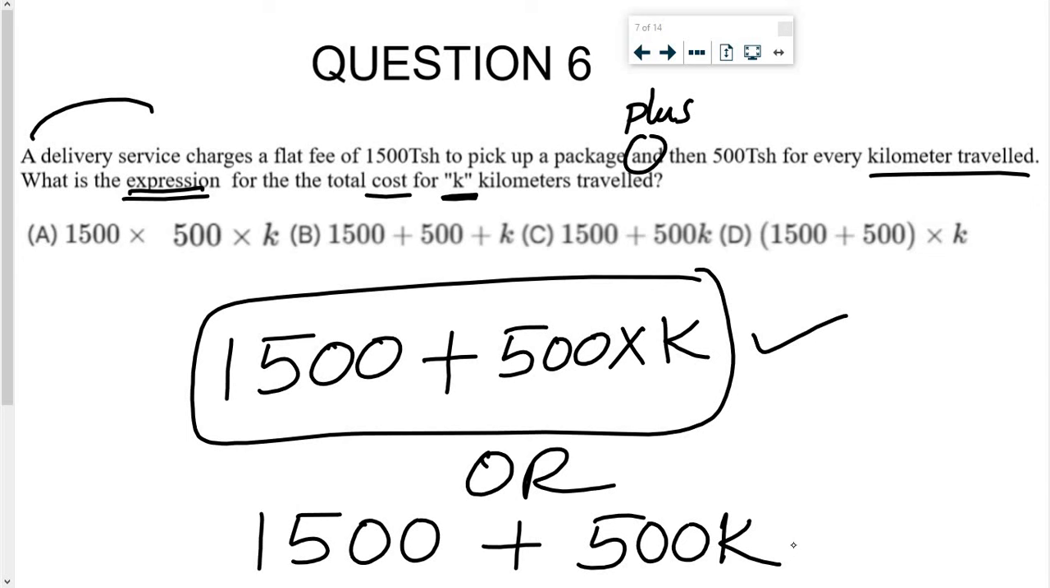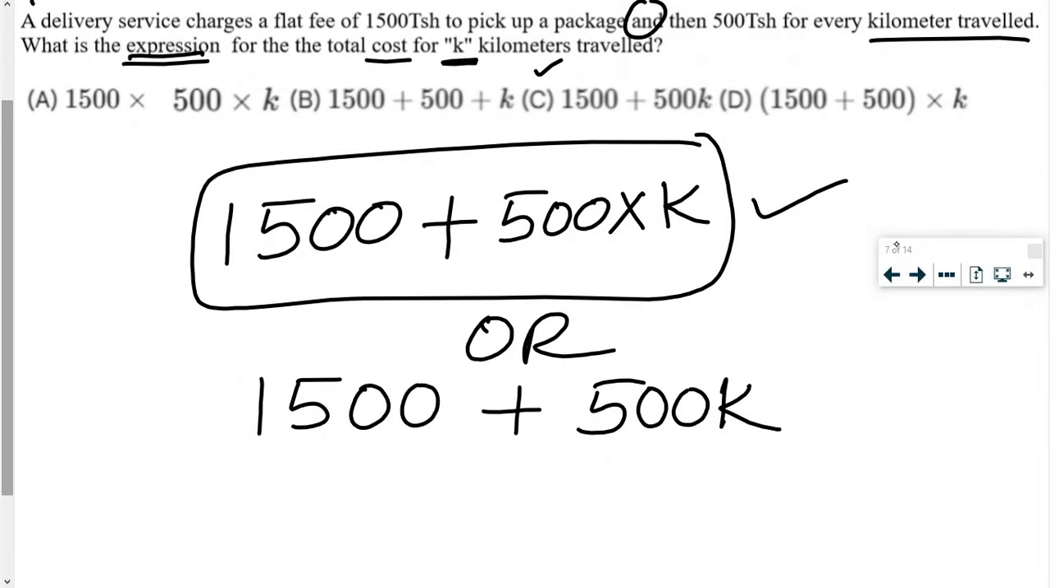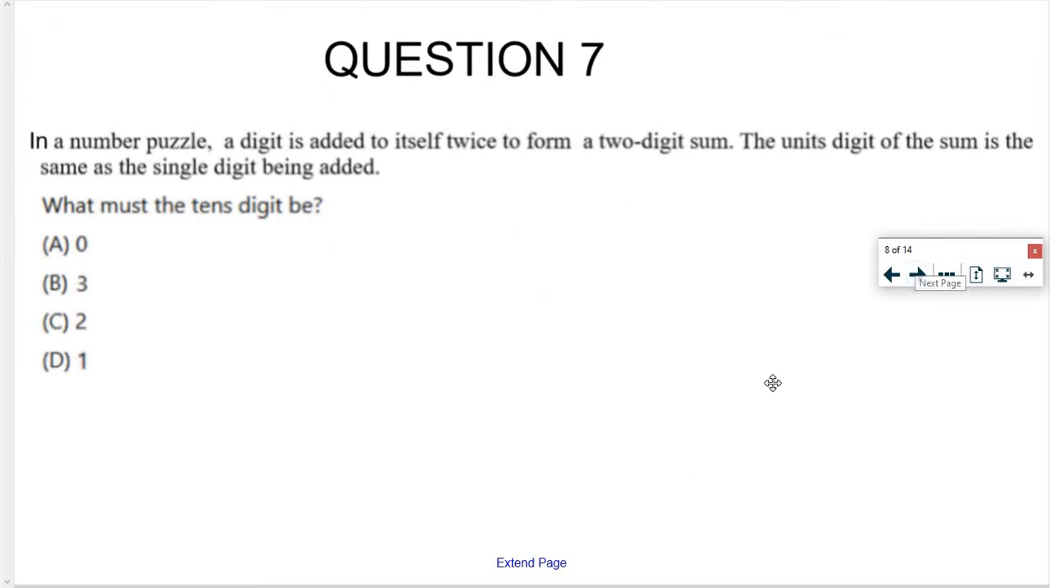And in that case, the correct option here for question number 6 will be this option here, option C. So here, you write the correct answer is option C, and the sentence that defines it is 1,500 plus 500 K. So that's the correct answer. The next question, which will be question number 7.